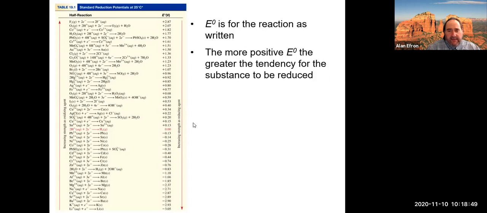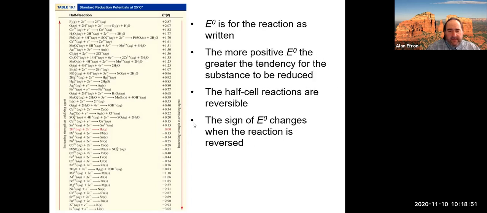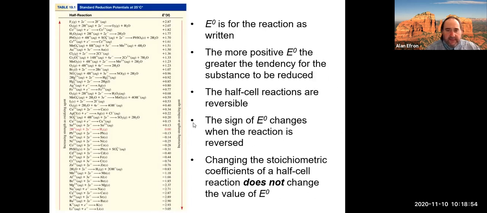And when we look at a table such as this, there are a couple important things about these SRP values that we should be aware of. First off, the SRP value is for the reaction as it is written, which means when you go to one of these tables, like I said before, they are all reduction half reactions. So that value that you find is specifically written for the reduction half reaction.